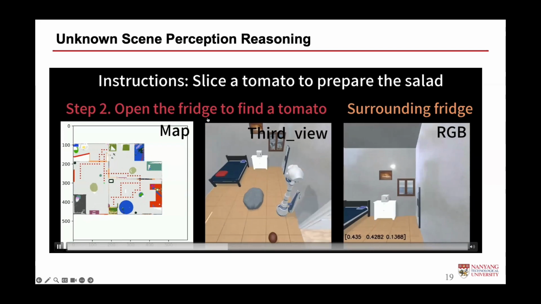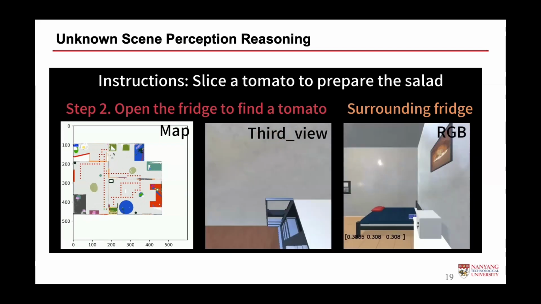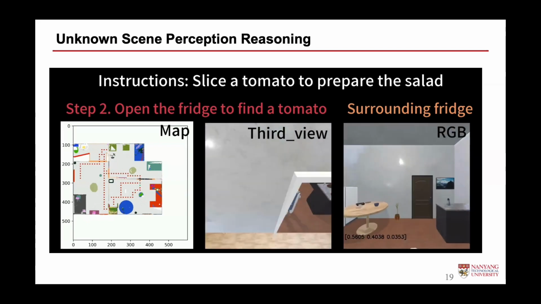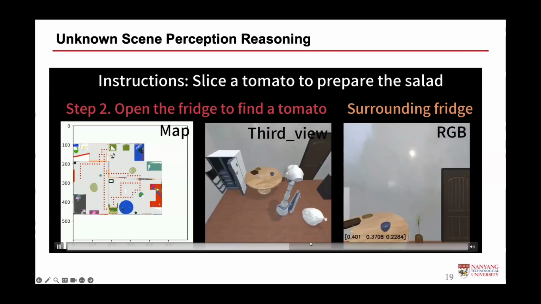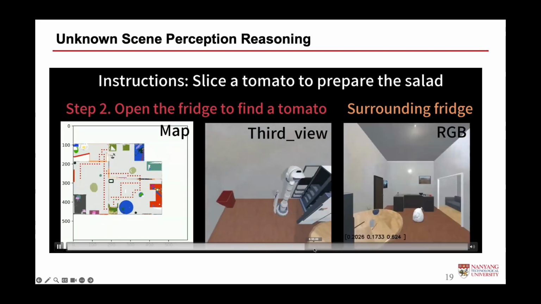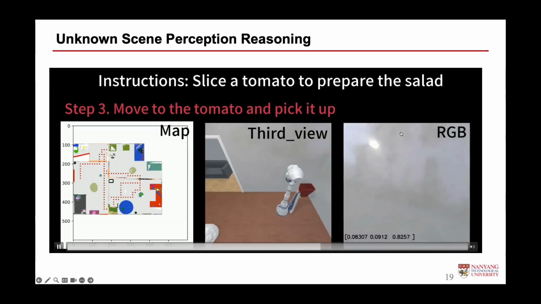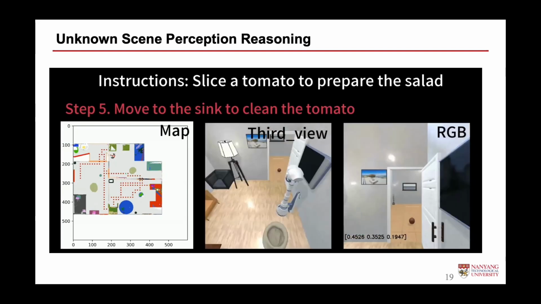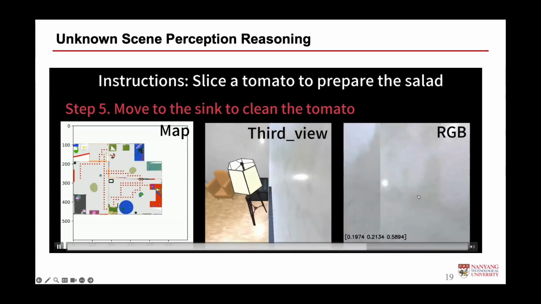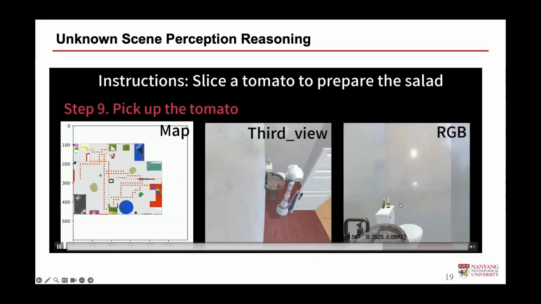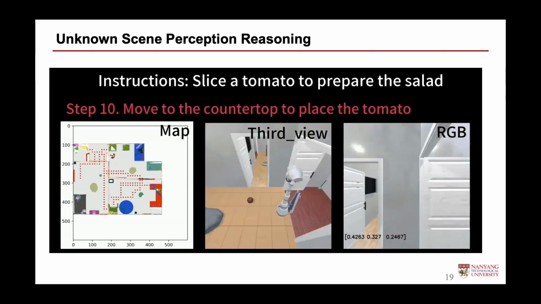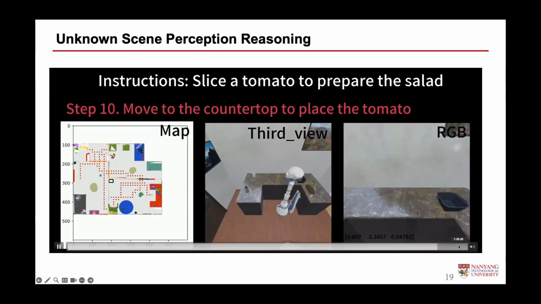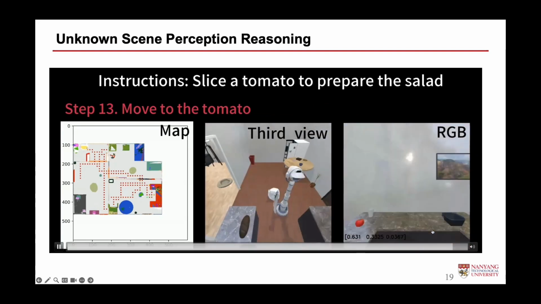So it needed to find the fridge. It makes a lot of errors and trials, and finally it will find it. Let me speed up this one a little bit. Okay, here it finds the tomato, and then the next one would be pick it up, and then clean. After that, it needs to find a sink like the last example, in the bathroom, and then place it and use a knife to slice the tomato.